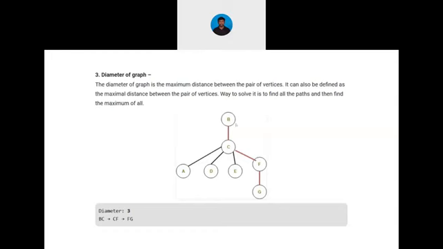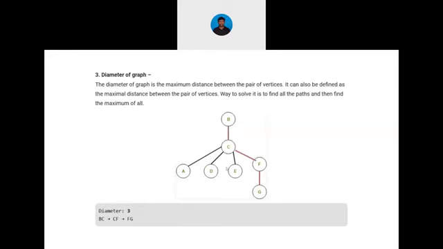Here the diameter of this graph is 3. Why is it 3? From B to reach G, what distance does it have to travel? B to C is 1, C to F is plus 1, and F to G is plus 1. So the diameter will be 3. This is the maximum of all the paths I am finding for this graph. From B to D, the distance is 2. From B to A, the distance is 2 via C. For G, it has the maximum distance of 3, and hence the diameter of the graph is 3.